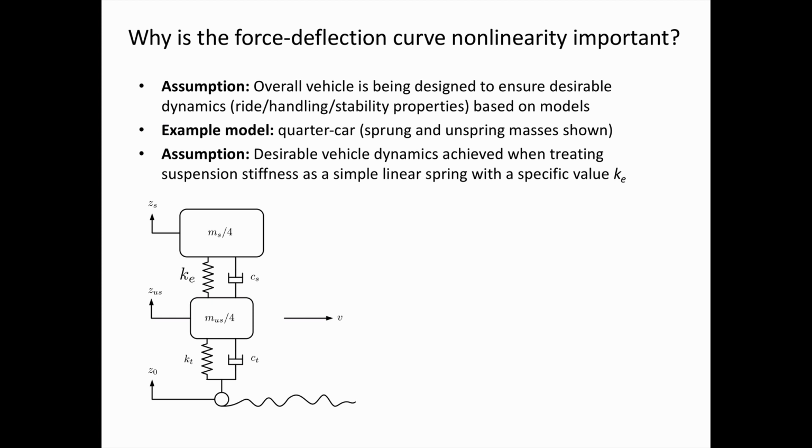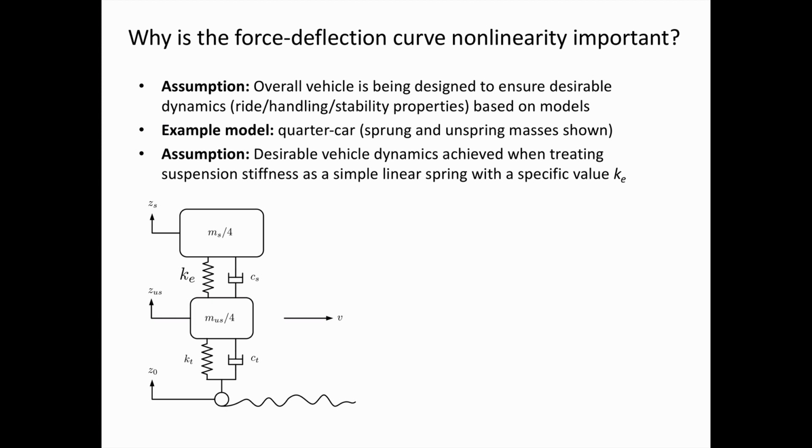Now, one big assumption that we're making here is that the overall vehicle dynamics are going to be desirable if we achieve an effective suspension compliance that behaves as a linear spring with a specific value, an effective stiffness. And we're assuming that vehicle level designers have made this decision about what this stiffness value should be, and based on their overall vehicle models, with this value, they can say that we're going to get good vehicle dynamic behavior.